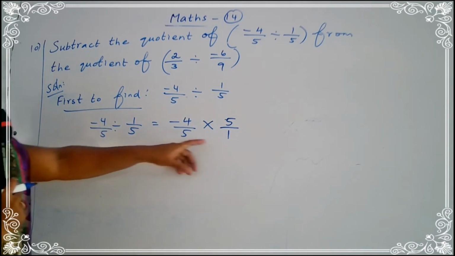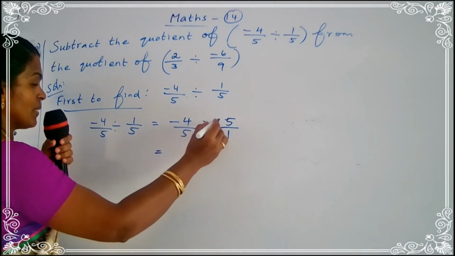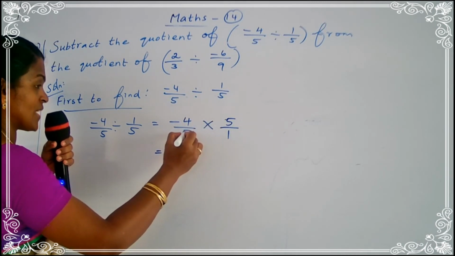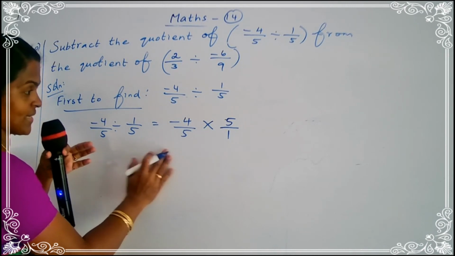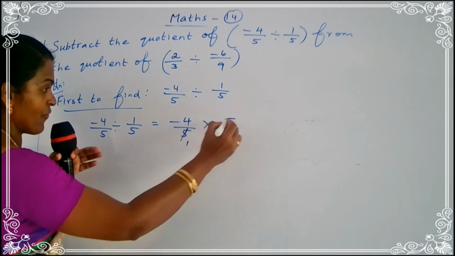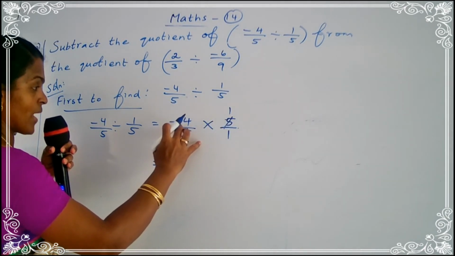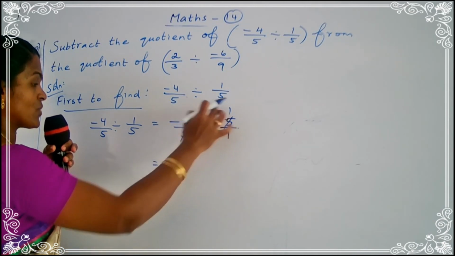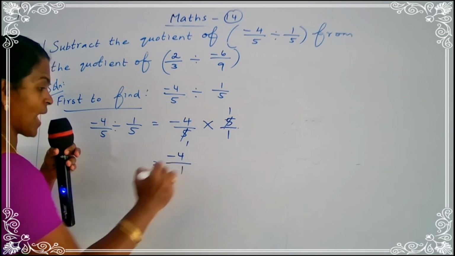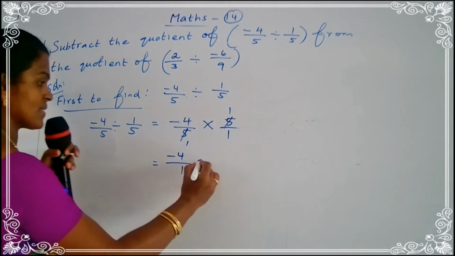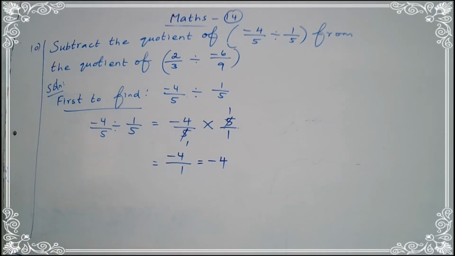Now you multiply. In multiplication, first you check whether the numerator and denominator have common factors. Yes, here 1 5 is 5, 1 5 is 5. Then the remaining you multiply. Minus 4 into 1 is minus 4, and the denominator has 1. So your answer is how much? Minus 4. Minus 4 upon 1 is equal to minus 4 only.